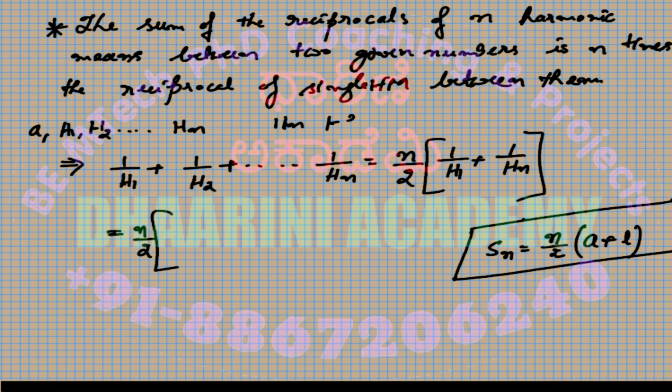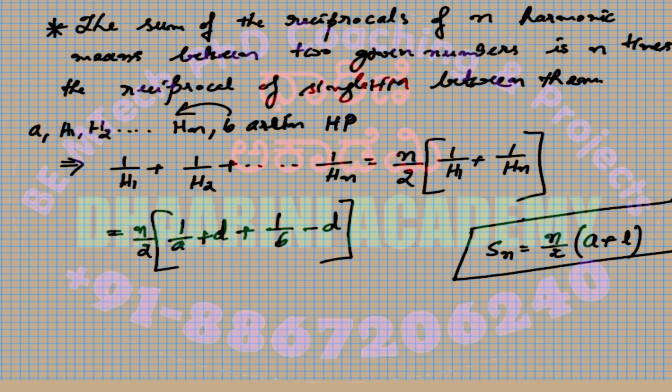Okay, so let me write that as well. So this means Hn, B are in HP. So I'm even including the B now. So H1 is nothing but 1 by A plus D. That is H1 by H1. And what is 1 by Hn? It is nothing but 1 by B minus D, because inverse has to be taken when it comes to the arithmetic progression. So from that you subtract to come back to this Hn, 1 by Hn. All right, so that's how we write this.